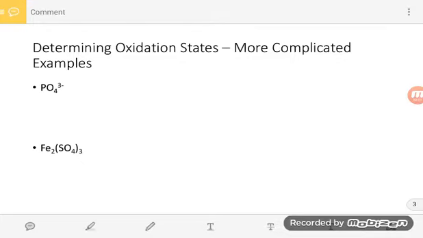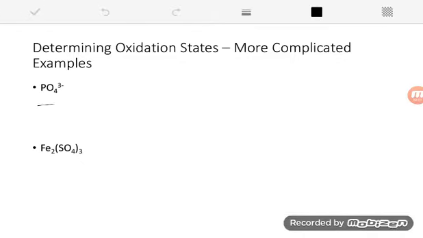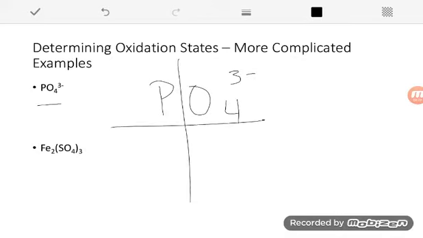So here with the phosphate ion, we have a polyatomic ion. Not really that much harder, except that now our charges don't cancel out to 0. They have to leave a -3 because the overall charge is -3. So I do the same thing I did before. I make my little T chart, separate. I have 1 phosphorus. I have 4 oxygens.